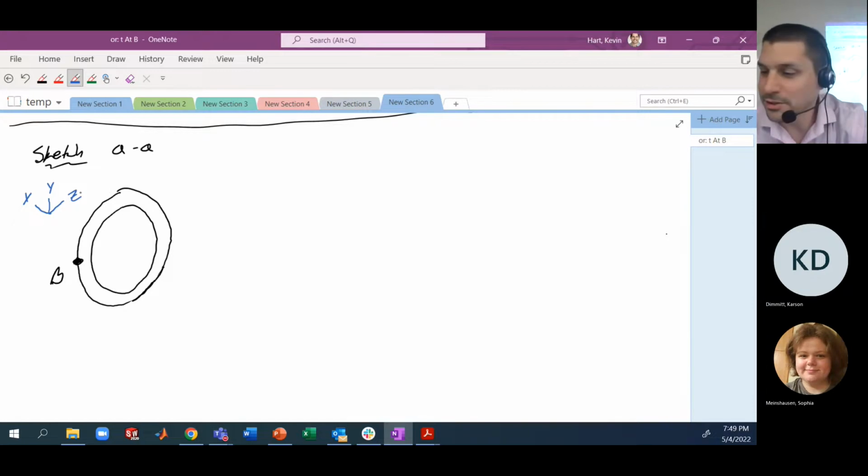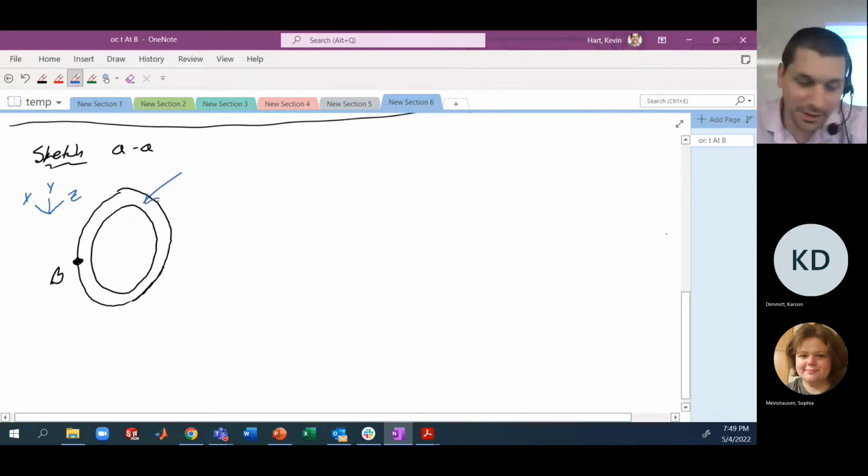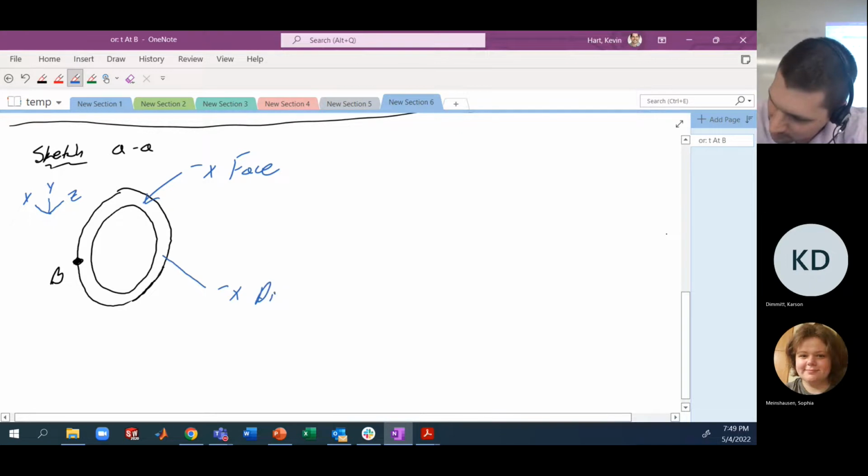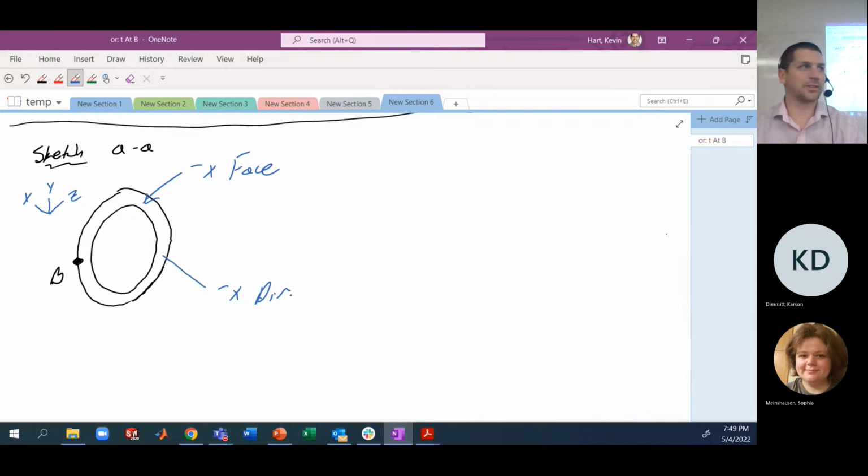Okay. So in general, this face that we're looking at here, what face is this? This is the negative X face. And that's because the normal that comes off of this face is the negative X direction. Everyone understand why this is the negative X face? Yes, this is an important concept because it really drives all the subscripts for all the stresses.